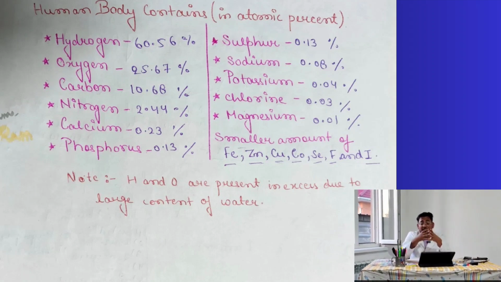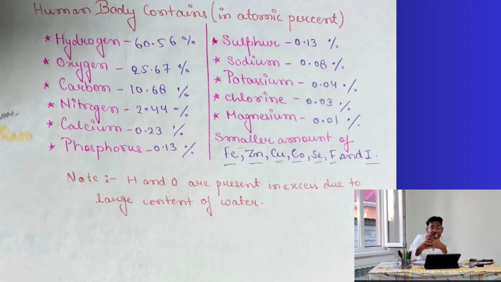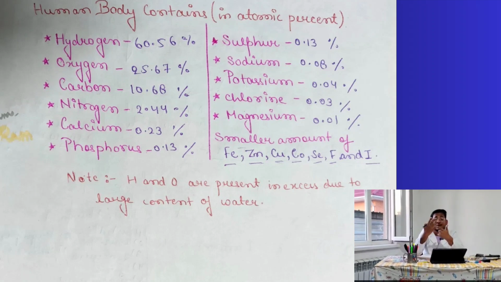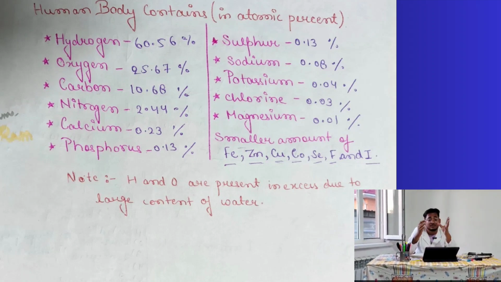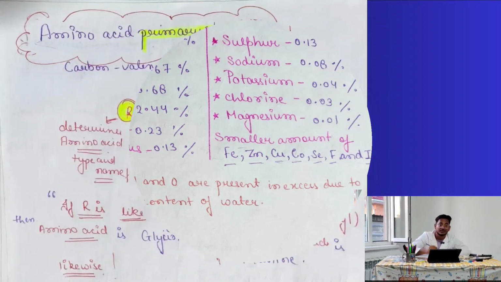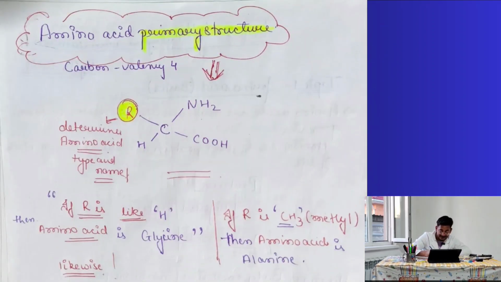So carbon, nitrogen, and hydrogen are the things that make up the amino acid primary structure. Every protein contains amino acids. When proteins break down, at the end they form amino acids.